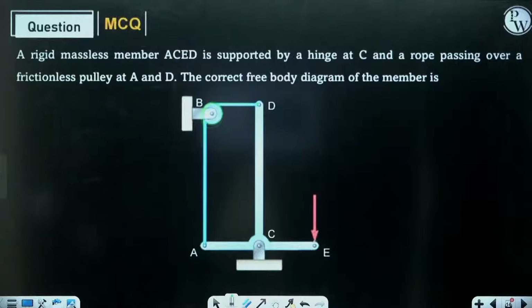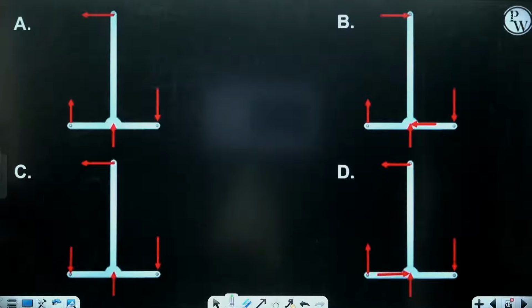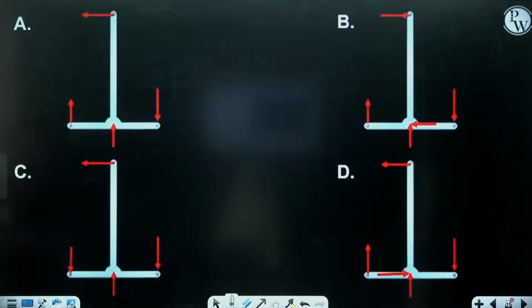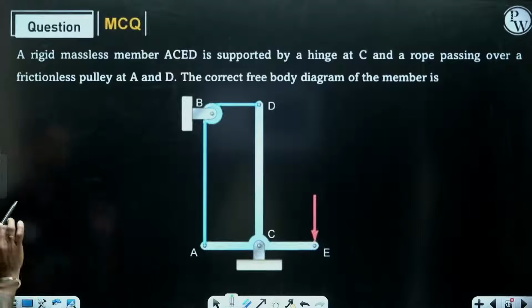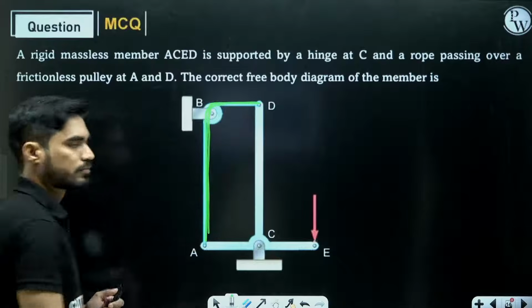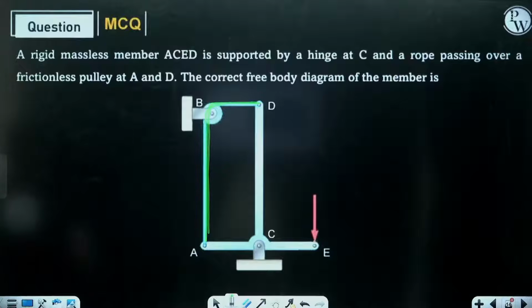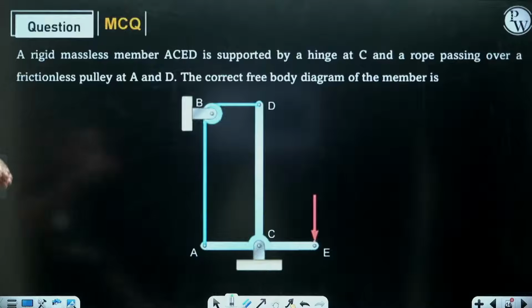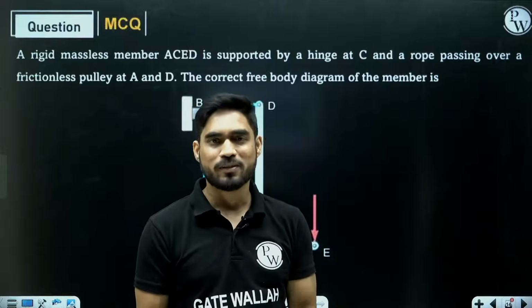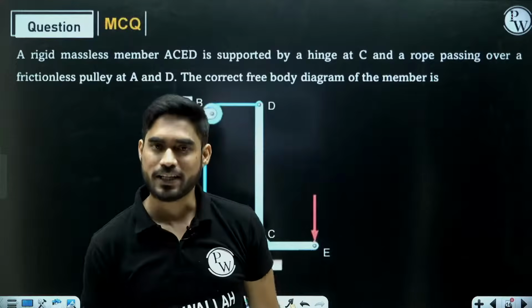Now we need to draw the free body diagram. How will the free body diagram look? A, B, C or D. Now before you get into drawing the free body diagram, understand this first. This rope is a special type of support. This rope can only be subjected to tension. It cannot be subjected to compression. Can you compress a rope? If I give you a rope, can you apply a compressive force to the rope? No. The rope can be only subjected to tension, right?